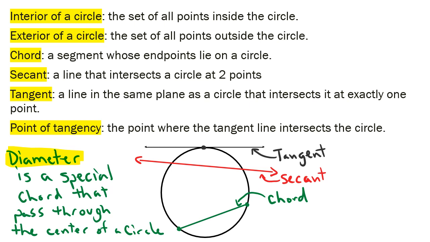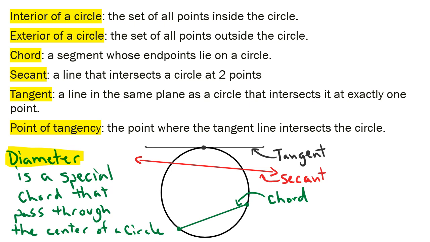So here's some vocabulary. Interior of a circle, the set of all points inside the circle. Exterior of a circle, set of all points outside the circle. A chord, a segment whose endpoints lie on the circle, which you can see in green in the picture below.